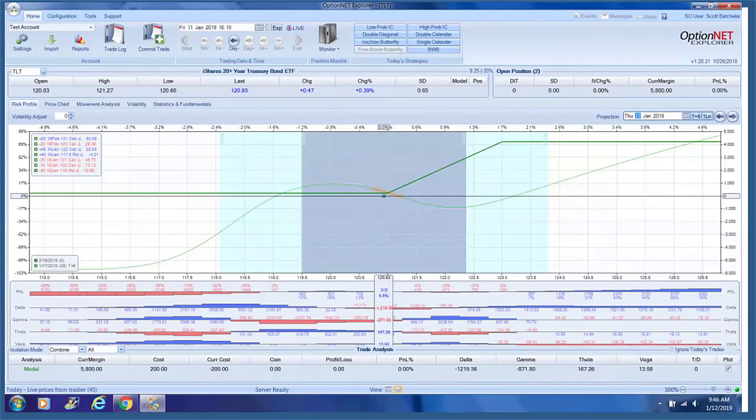So as you can see, if we were to wake up one day and this thing were to go through the roof, we are covered. As you can see, we actually start to make money as TLT rips. So that's there for our black swan bailout. We really are just delta neutral on TLT.